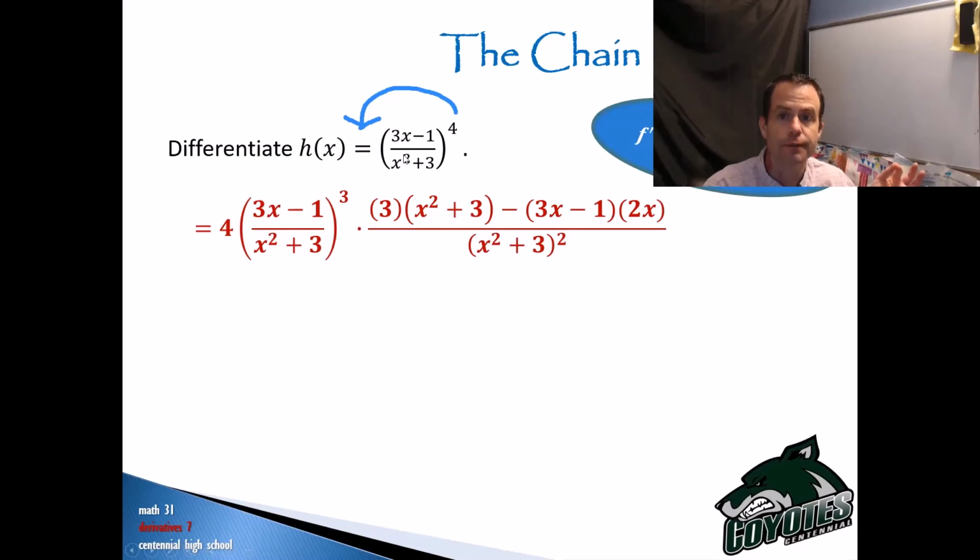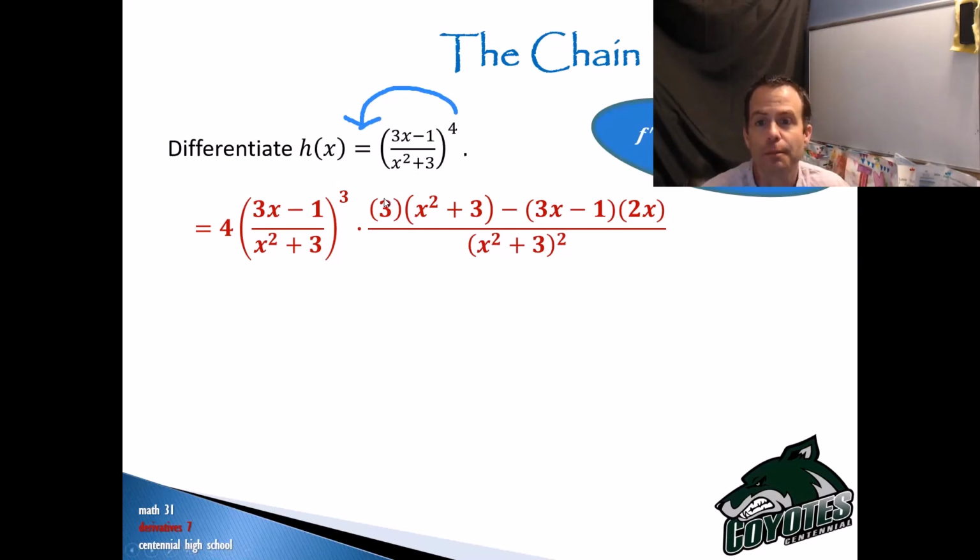And the derivative of the inside function was the derivative of f. So 3x minus 1, the derivative of that guy is 3, times g, x squared plus 3, minus f, 3x minus 1, times the derivative of g, which was 2x, all over g squared, which is (x squared plus 3) all squared. Okay. Now, we are going to work on cleaning this up just a wee bit.